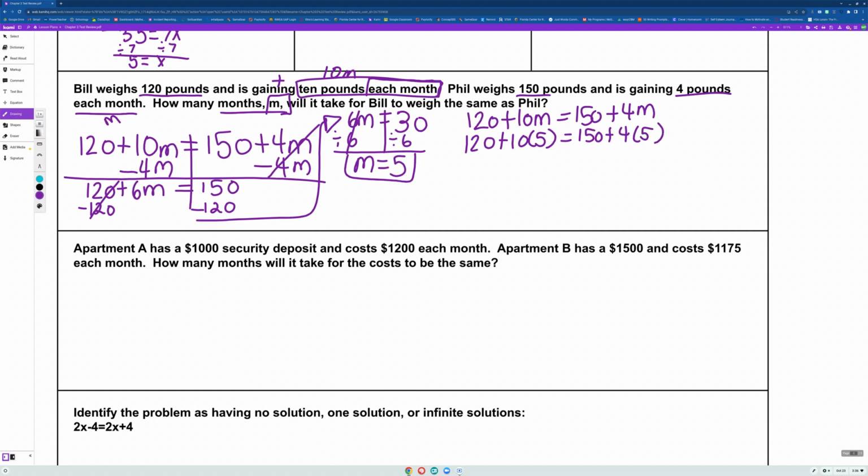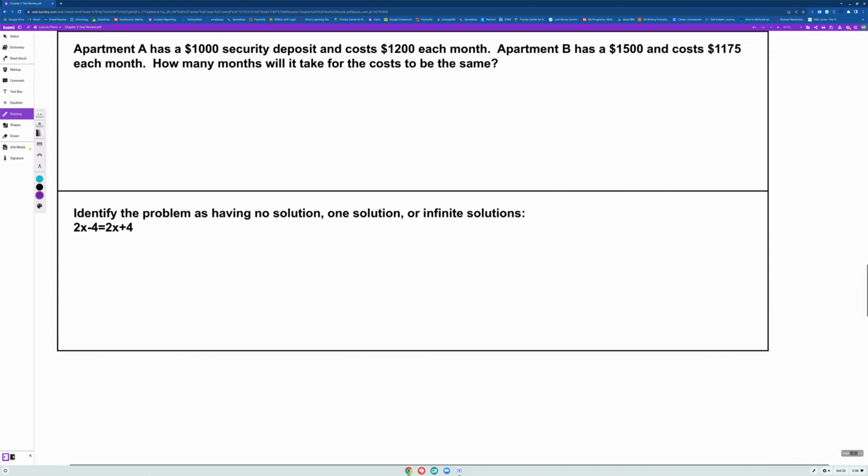So now just following the order of operations, I'm going to go ahead and multiply. Once I do that, I'm going to get 120 plus 50 is equal to 150 plus 20. Now I'm just going to go ahead and add up both sides. 120 plus 50 is 170, and 150 plus 20 is 170. So because those both equal the same thing, m equals 5. 5 months is the correct answer.